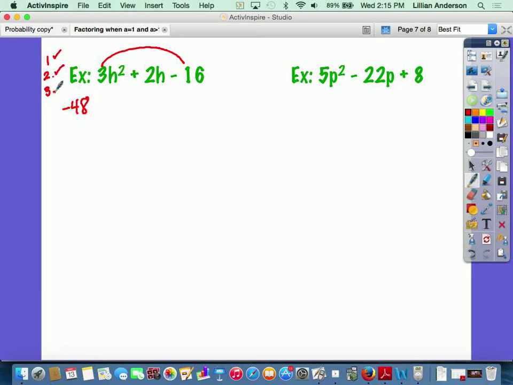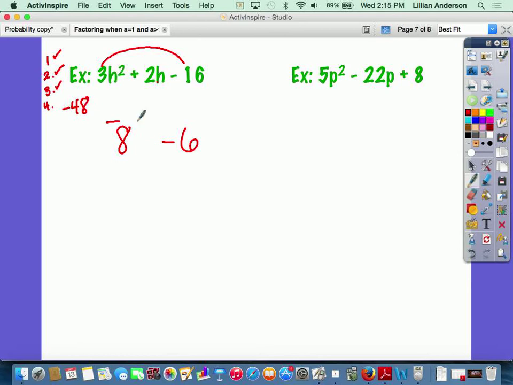Step 3, I need to look for my two numbers that multiply to give me AC, so multiply to give me negative 48, and add together to give me 2. So let's think about it. Did you get positive 8 and negative 6? You should. 8 plus a negative 6 is going to be a positive 2, and 8 times negative 6 is going to be negative 48. So that's step 3 done.